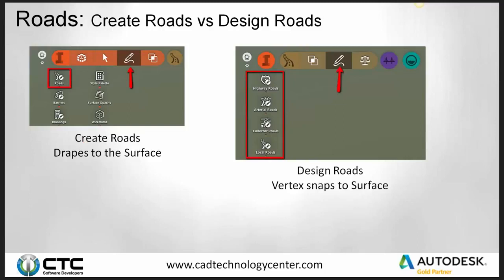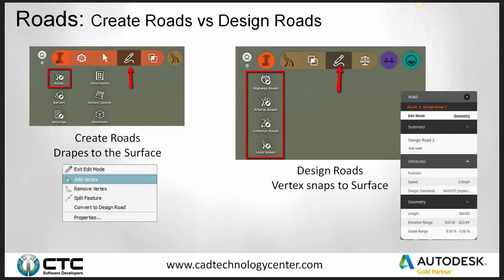Create roads will automatically drape to the surface, whereas with design roads, I have a wide variety: highway, arterial, collector, and local. Those will only snap to the surface at the click points, so anytime I add a vertex, it'll snap to the surface there, but it'll hold a straight grade between each click. So there is a possibility that I could put a road right through the mountain, and it could cut out the mountain, holding the straight grade. Depending on what I pick, I could also turn it into a tunnel.